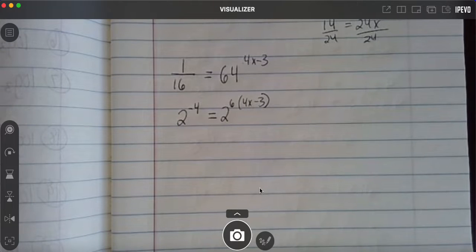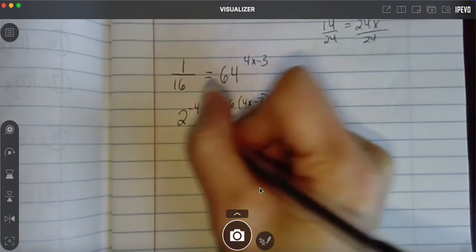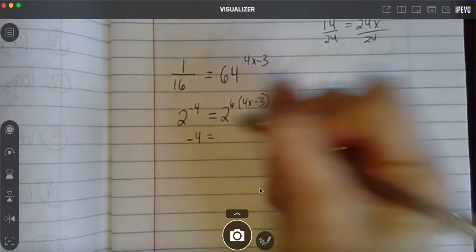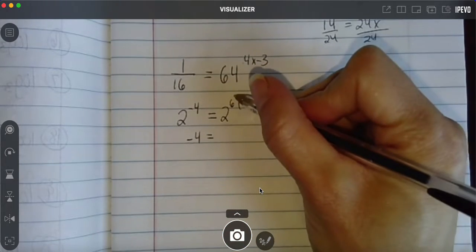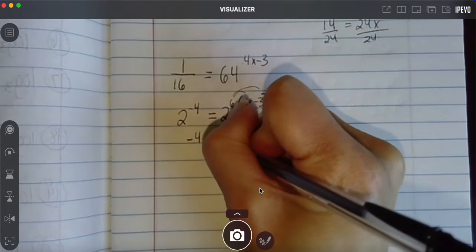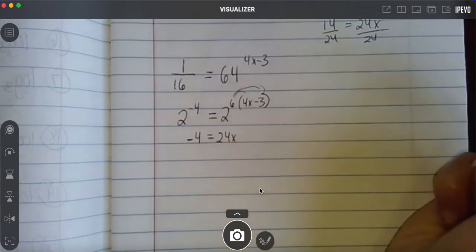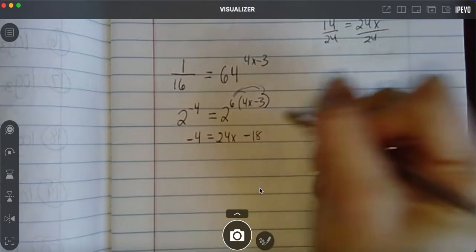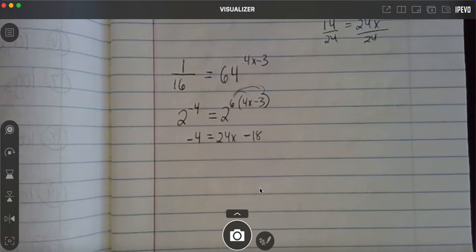To me, this one's one of the hardest ones. Now, I can set those exponents equal to each other. On the left side over here, I have negative 4. And over here, I'm just going to distribute this 6 real quick. What's 6 times 4x? 24x. And then what's 6 times negative 3? Negative 18. Okay. How would I solve from there?